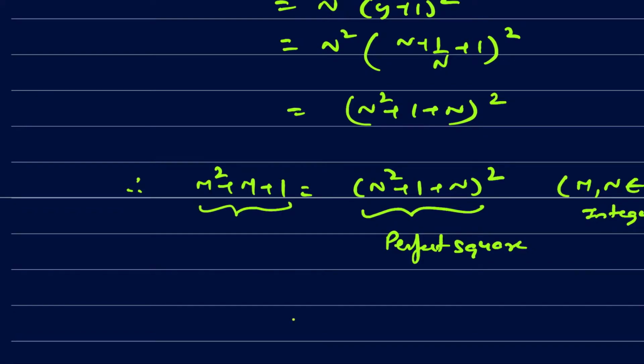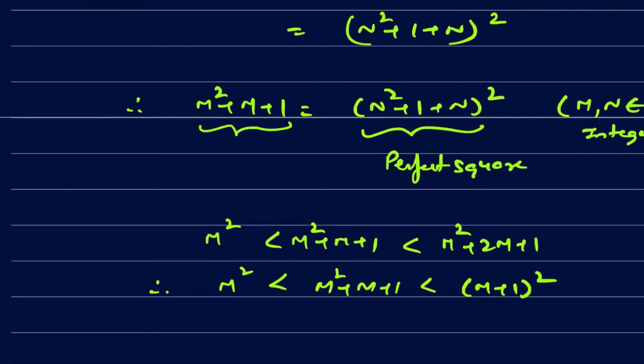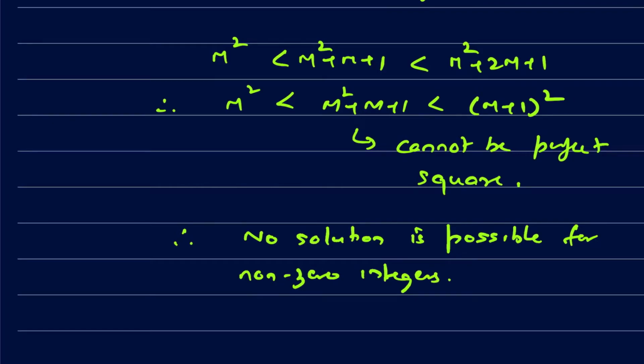Let's check. We know that m^2 + m + 1 lies between m^2 and m^2 + 2m + 1. Since it lies between two immediate perfect squares, this cannot be a perfect square. Therefore, no solution is possible for non-zero integers.